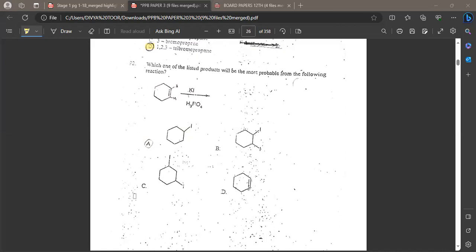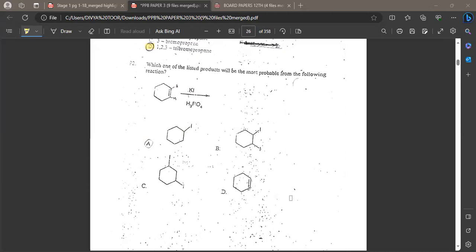I don't know if you guys are getting the chain of thought. It should be A. Yeah, why? Which one are you saying? I was saying C because if this bond breaks, and then the iodine attacks, doesn't this bond come somewhere else?